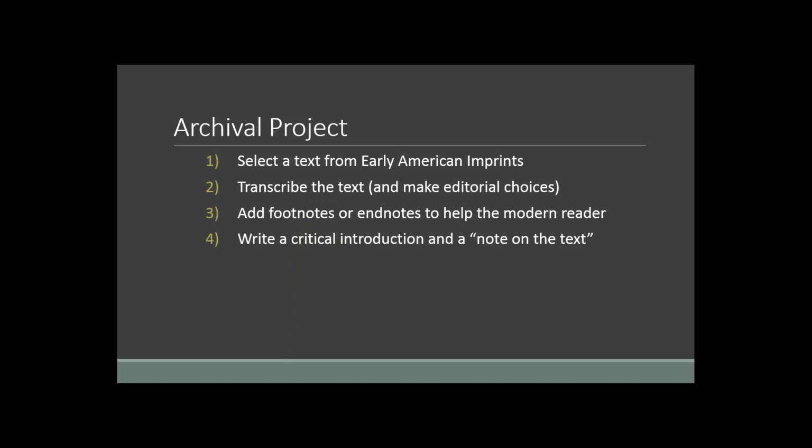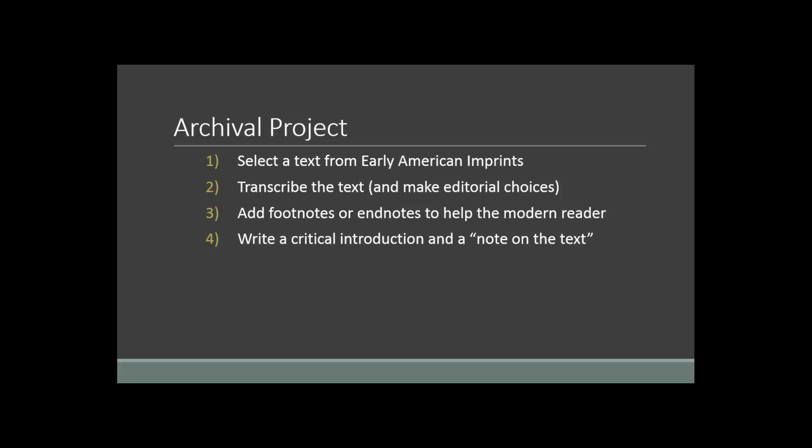So was she going to keep the original spelling or update it? Was she going to change the punctuation or keep what in some cases seemed idiosyncratic in the mechanics? So she had to make those kinds of choices, and then she had to add footnotes or endnotes to help the modern reader understand the text, which meant thinking about what things in this text are difficult to understand and what kinds of information do I need to add so that the modern reader can access the text.